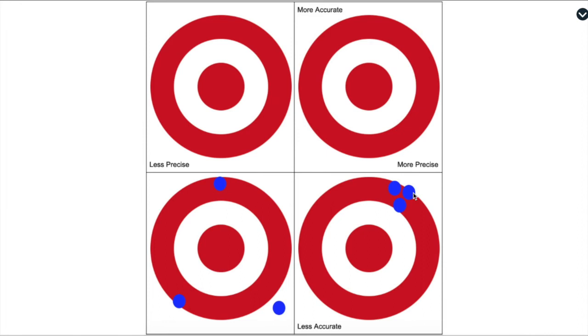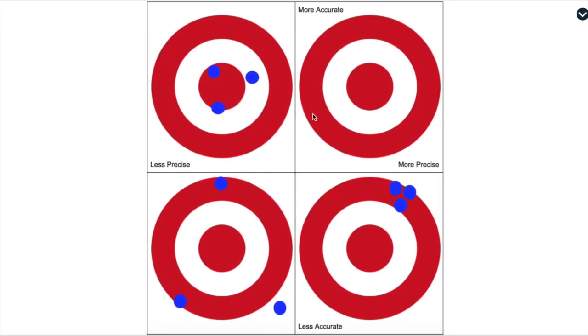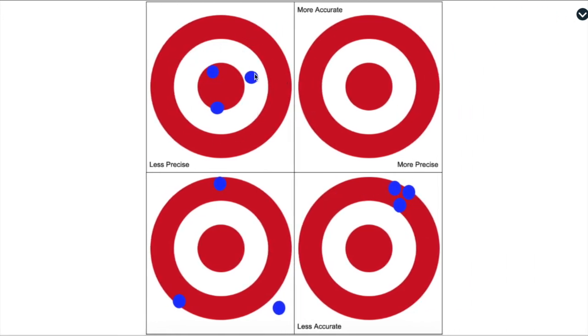If it is more precise but less accurate, then we would have all 3 marks right here. So go ahead and put 3 marks really close to each other like this, but away from the bullseye. So in this case, we're precise because the marks are all really close to each other, but they are not on the target. Up here, we have a more accurate but less precise bullseye. So in this case, we had a bunch of marks hit the target, or the bullseye, which is good, but they aren't necessarily that close to each other.